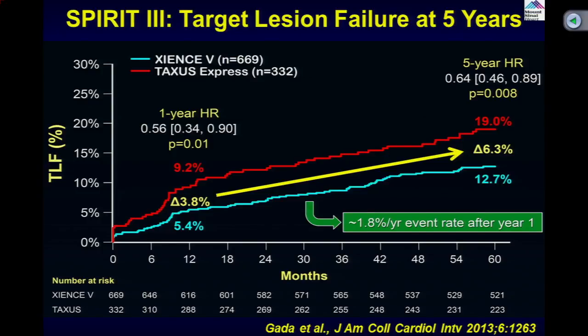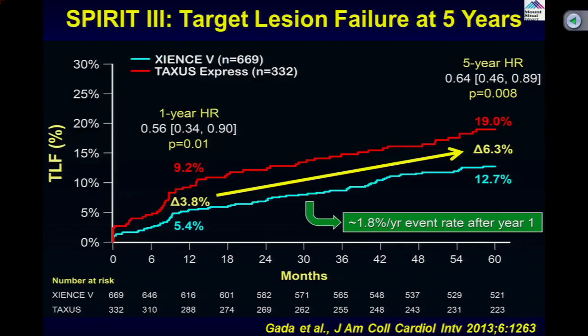Now, basically the concept of having absorbable stents comes from this, I would say, representative slide, which is the slide for many of our long-term DES data slides. So basically showing that even after your 1 year, this is the SPIRIT III trial, which compared Taxus with Xience V, that after 1 year, about 2% per year there is an event rate in the stent.